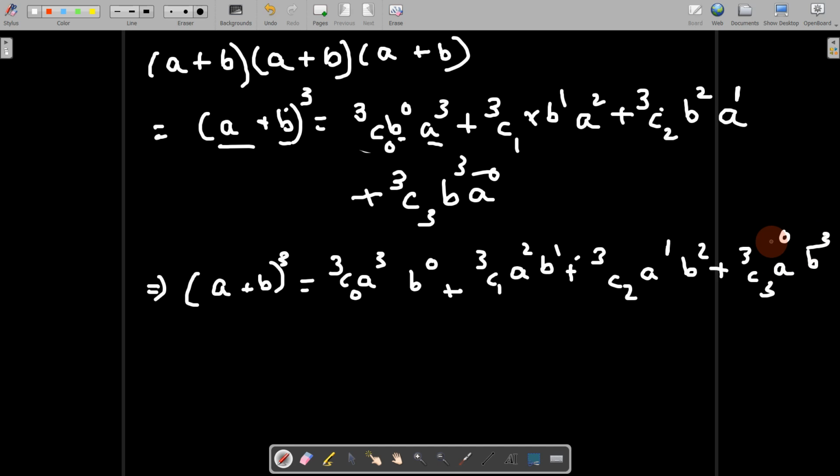Okay. So what does the binomial distribution mean in real life? The power, the 3 here, represents the people who are choosing out of 2 options, and this a plus b is representing the 2 options. So in how many possible ways can the 3 people choose the 2 options? All possible ways of such distribution is represented by the binomial theorem.